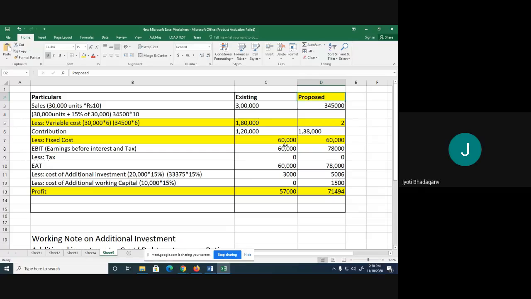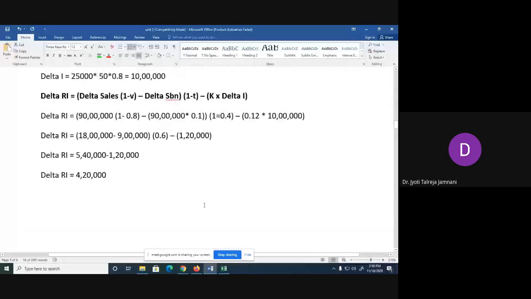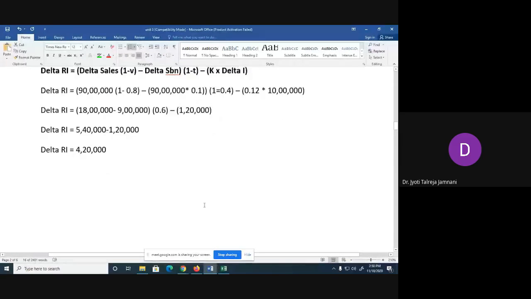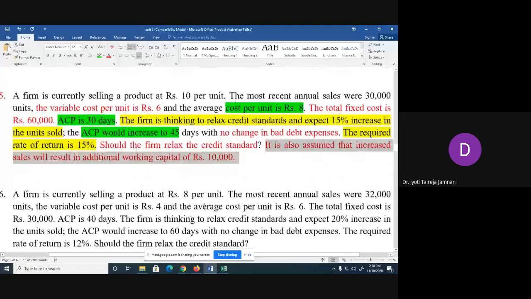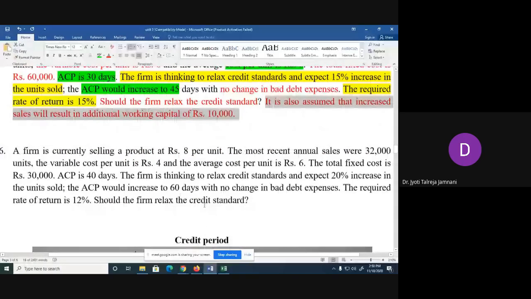Yes, ma'am. So the tabular way, you have to do it like this. And if it is the formula method, yesterday I did 2 sums and showed you how to do it. Okay, so we'll do one more sum, the tabular way, and then we'll go to the credit period part, which is the next.